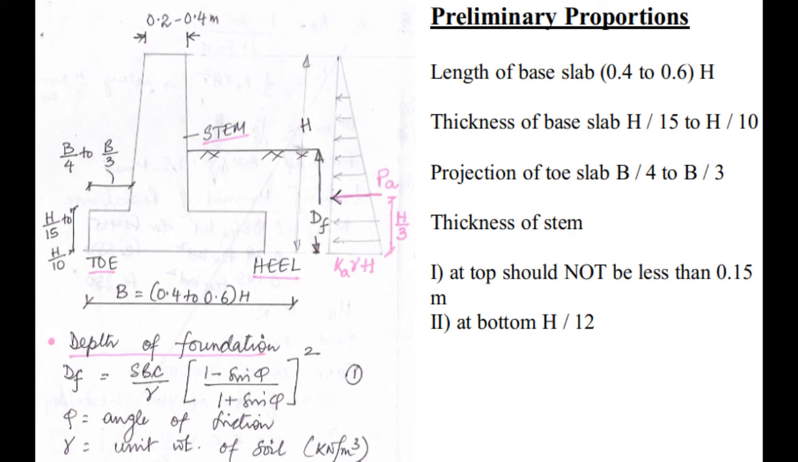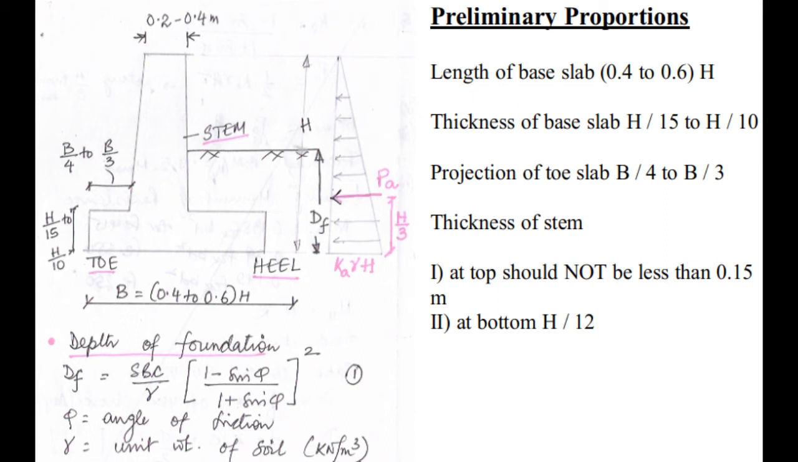So from the depth of the foundation, df we have found out. Now after that we know that how much the soil the retaining wall has to retain. So that height also will be given in the question. So we can find out the total height, that is capital H. Now after we can find out the capital H, now then comes that how we can find the length of the base slab. Length of the base slab, as you can see, capital B is equal to 0.4 to 0.6 into H. Now thickness of the base slab is H by 15 to H by 10.